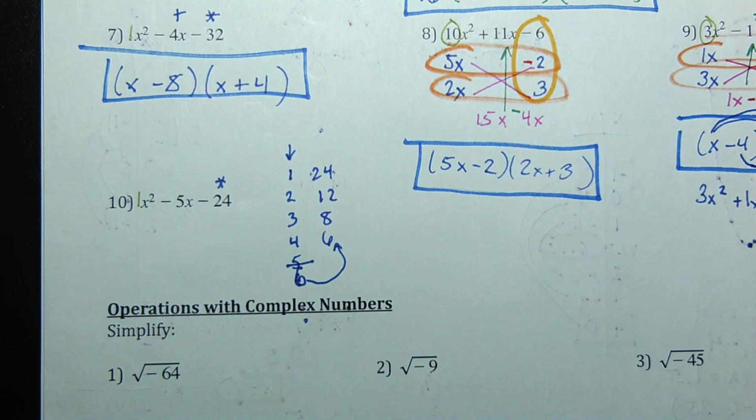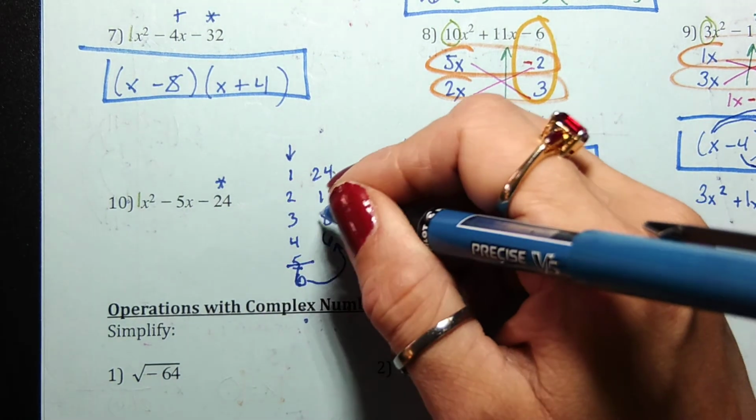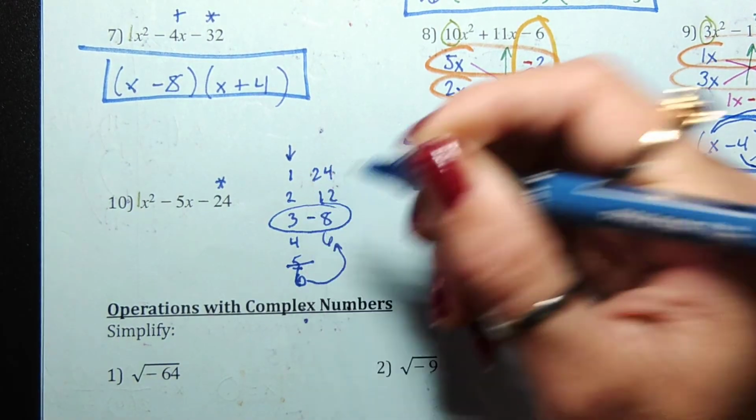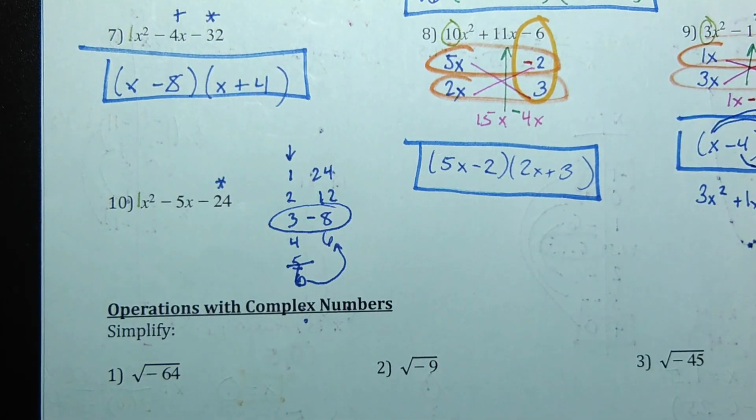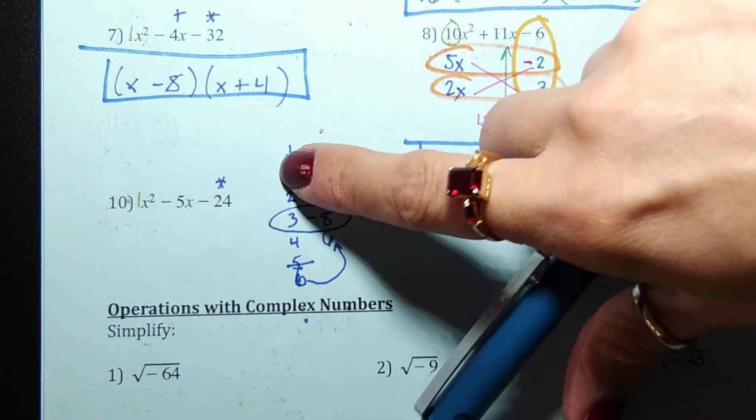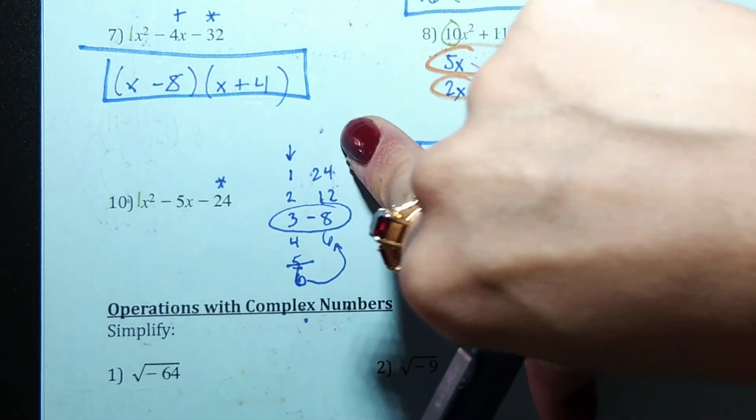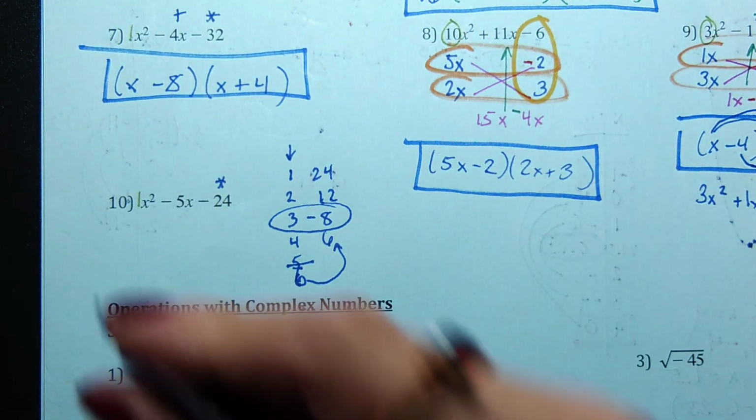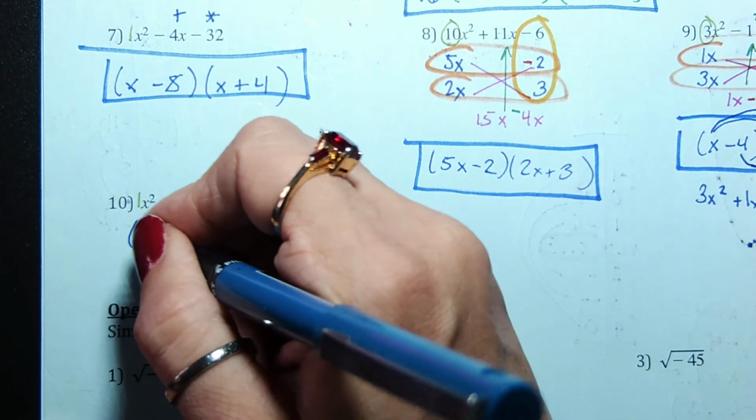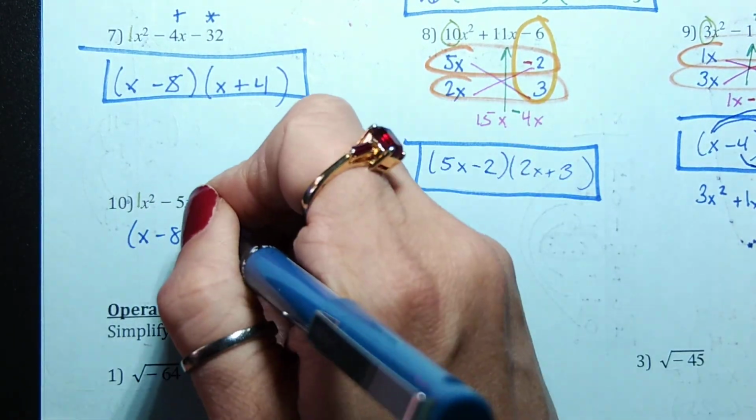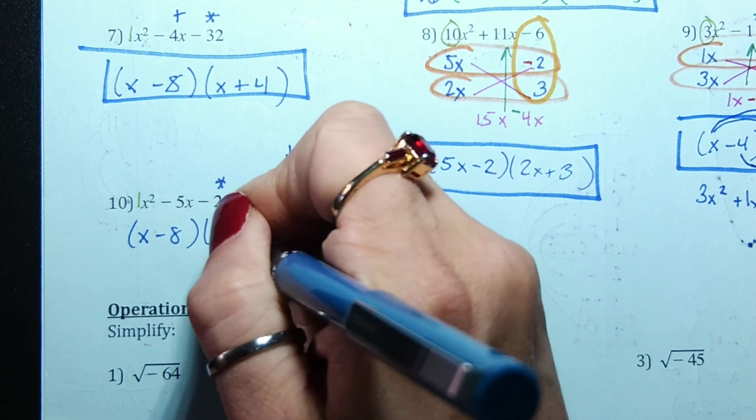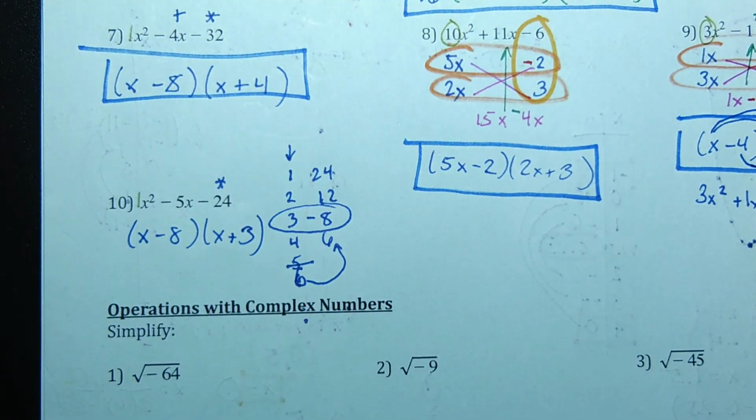So, folks, which pair do I want? 3 and 8, and we're going to need that 8 to be negative. So, folks, you can use your calculator, but just start trying to divide by integers going up until you start getting integers on the other side. So, x minus 8 and x plus 3, or x plus 3 times x minus 8.